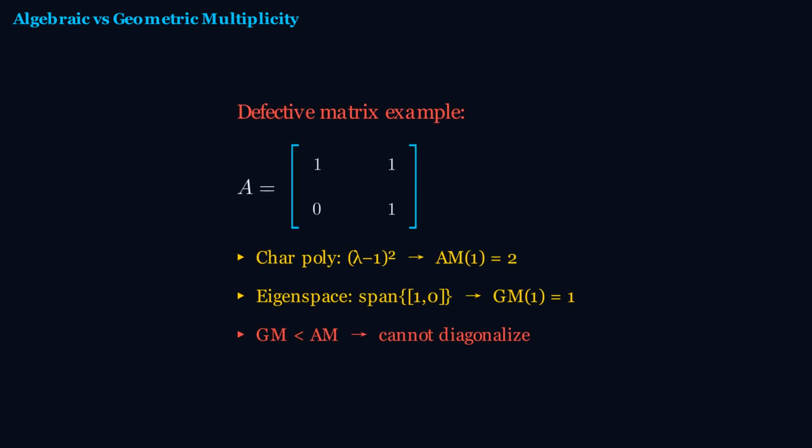Example of a defective matrix: A equals 1, 1 in the first row and 0, 1 in the second row. The characteristic polynomial is lambda minus 1 squared, algebraic multiplicity 2. But the eigenspace has only one independent vector, 1, 0. Geometric multiplicity 1. Since 1 is less than 2, this matrix cannot be diagonalized. It is called a defective or non-diagonalizable matrix.